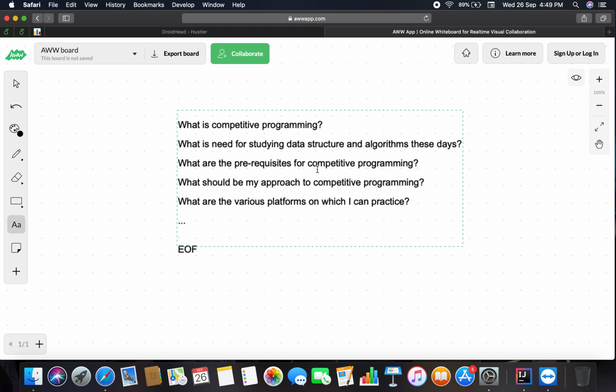What is competitive programming? Talking about competitive programming, it's a mind game about how you can go about solving problems on a computer. So you have a time limit, you have a set of inputs. According to the question, you have to produce that output within that time limit. So that is all about competitive programming.